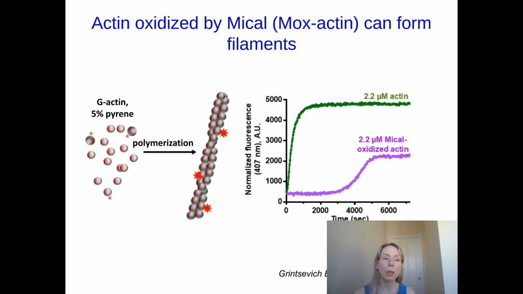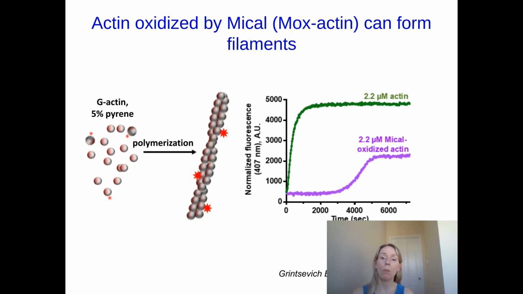Another thing you can see very clearly is that those polymerization curves plateau at different levels. And this means that those actin preparations, unoxidized and Mical-oxidized, which we call Mox-actin, have a different critical concentration. This means that under polymerizing conditions, they will have a different amount of polymer at 2.2 micromolar of total actin.